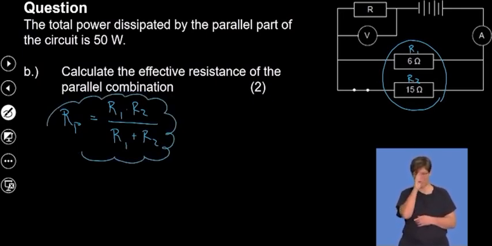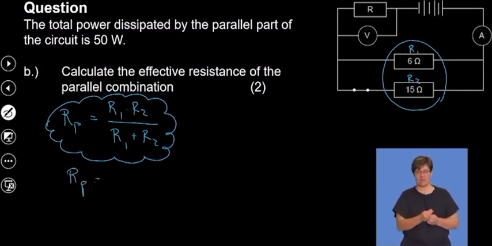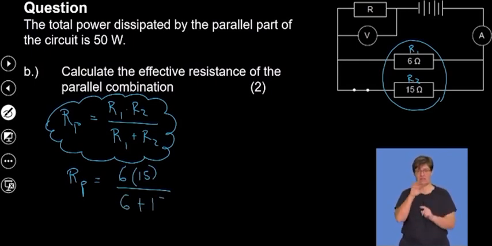But if it's a combination of more than two resistors connected in parallel, this formula may not be used, okay? So we've got R parallel is equal to 6 multiplied by 15 ohms, divided by the sum of those two, 6 plus 15, right?